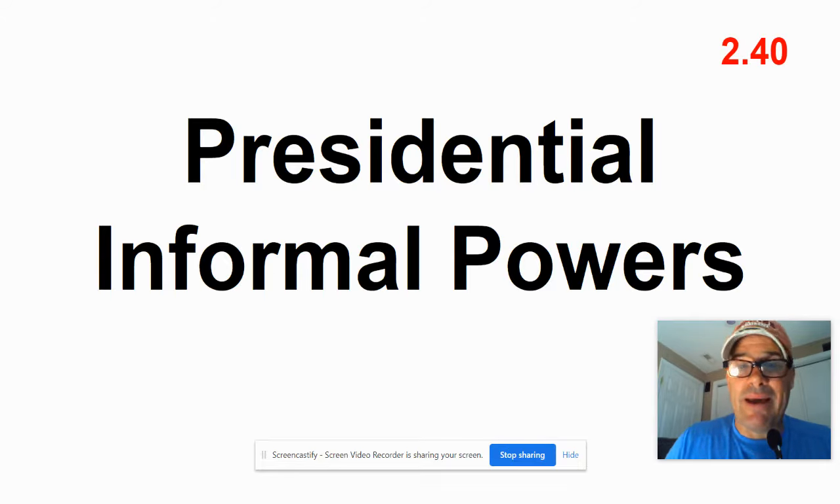You have to argue one side or the other. It may also come up in multiple choice questions. So the point is that this is a really, really critical idea, this idea of informal powers.